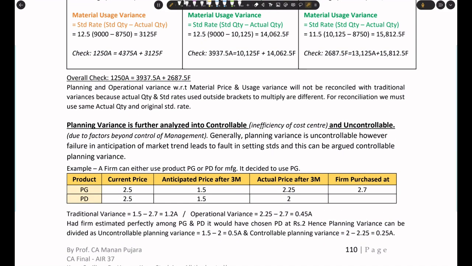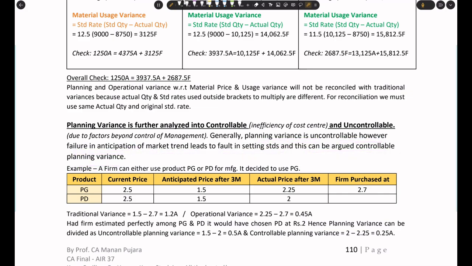Okay, this we all logically know, right? Then planning variance is further analyzed into controllable and uncontrollable variance. Controllable is due to the inefficiency of the cost center, and uncontrollable is due to factors beyond the control of the management. Generally planning variance is uncontrollable, however failure in anticipation of market trend leads to fault in setting standards, and this can be argued as controllable planning variance.